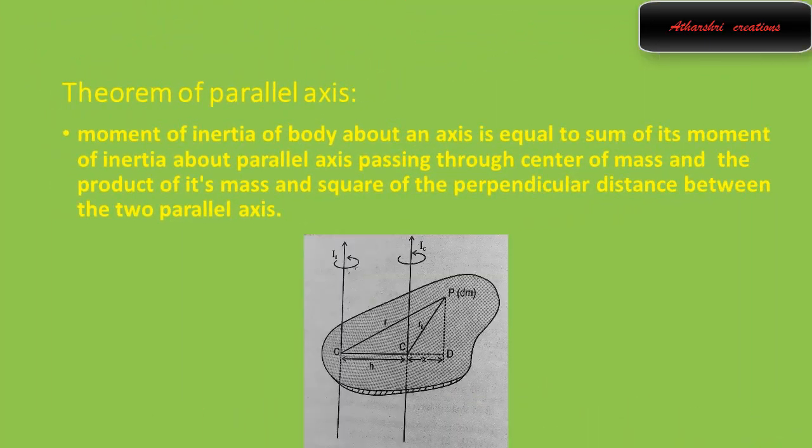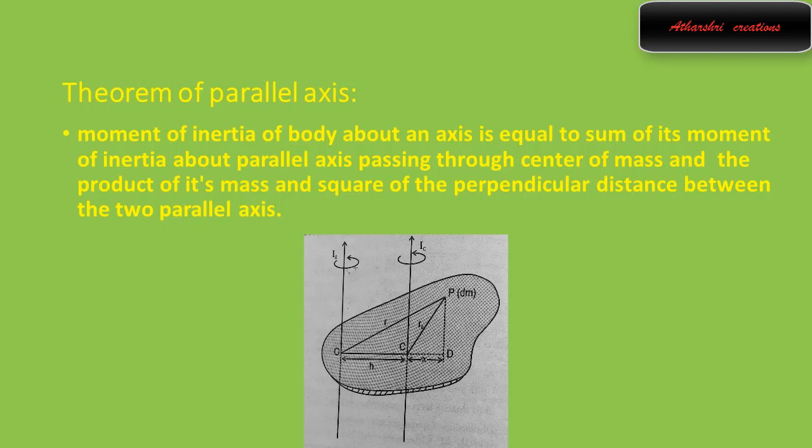Now the second theorem is the principle of parallel axis. See the statement. It states that the moment of inertia of a body about any axis is equal to the sum of the moment of inertia about a parallel axis passing through the center of mass and the product of its mass and the square of the perpendicular distance between these two axes.